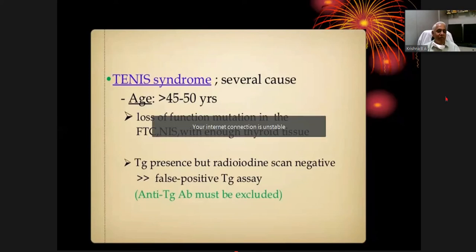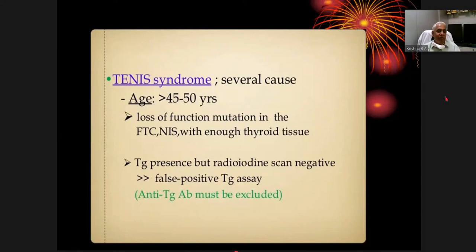Anti-thyroglobulin antibody level should always be tested when you want to say that thyroglobulin is low, because the presence of anti-thyroglobulin antibody is the same as a high thyroglobulin level.